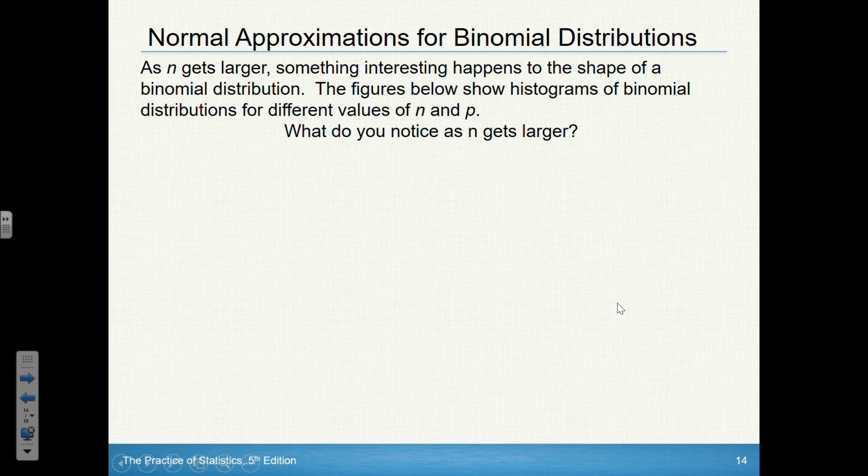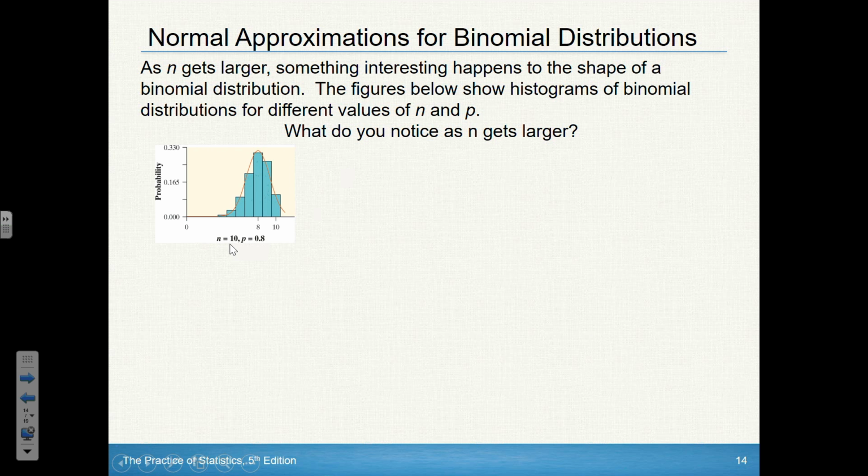Sometimes, however, it's interesting to note that binomial distributions will also approximate normally. And in order to check that, we have to make sure that we look at two things. We have to look at n times p, and we have to look at n times (1 minus p). But why does it look approximately normal? Well, let's take a look at this example here.